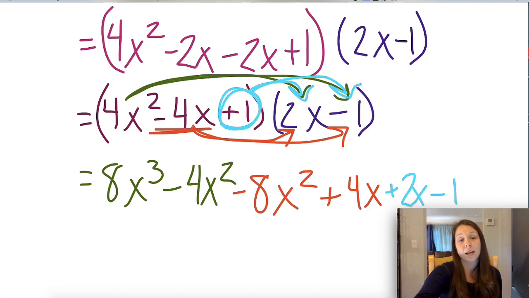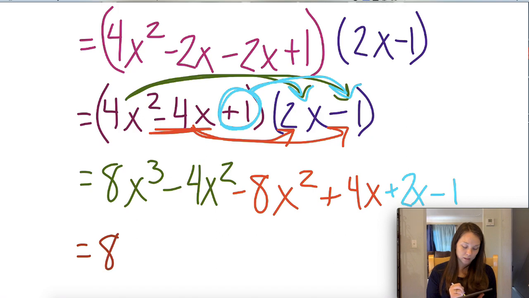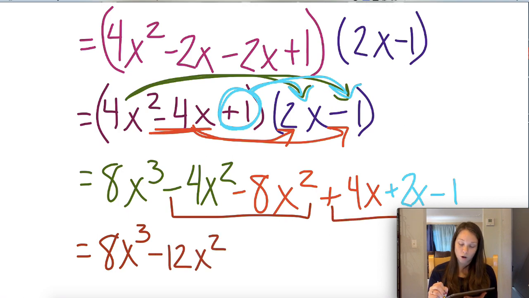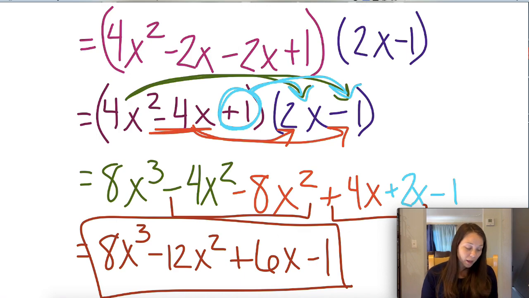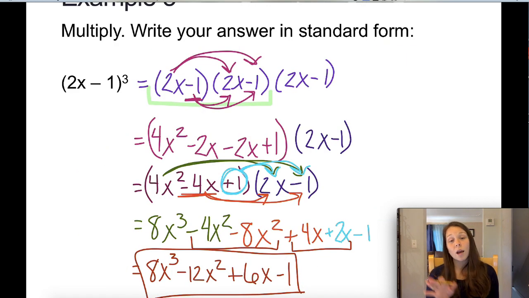So from here, I now need to combine my like terms in this last row. I have 8x cubed. Negative 4x squared minus 8x squared is minus 12x squared. 4x plus 2x is a positive 6x, and then minus 1 carries down. So multiplying those 3 quantities throughout, I get 8x cubed minus 12x squared plus 6x minus 1. This was kind of a lengthy process though, right? Because we had to multiply the first 2 quantities, get that answer, then multiply that into the third quantity.